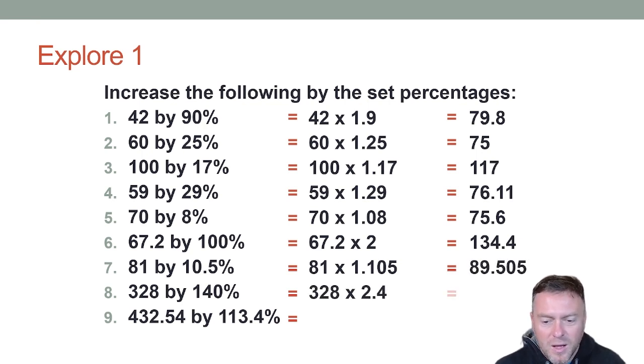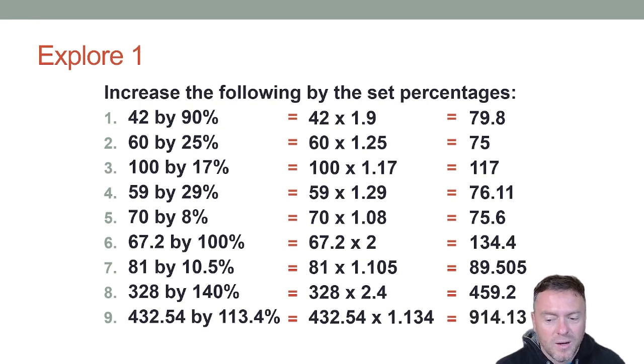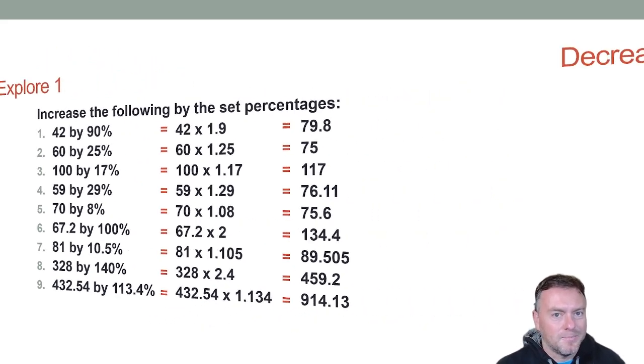328 by 2.4, which gives us 459.2. Our last one, we times it by 1.134, and we get 914.13. So hopefully we've worked out the hack there, and it makes it a lot easier.